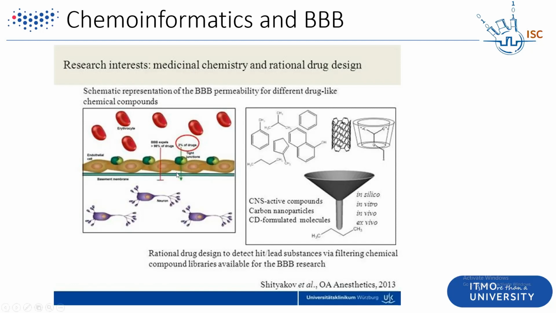And this barrier consists of the endothelial cells, which are located on the basement membrane, and the cells are attached to each other by tight junctions, by different proteins. They're called tight junctions. There are also some other proteins like occludin and claudin proteins. So this barrier is quite complex.